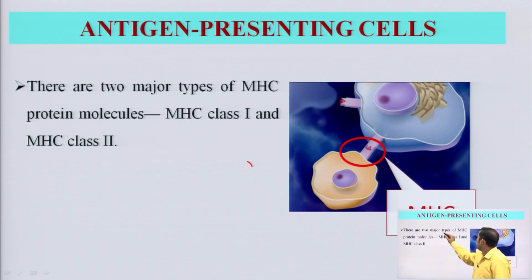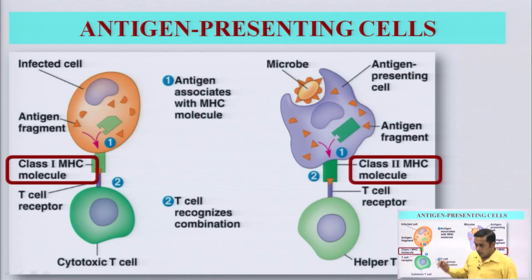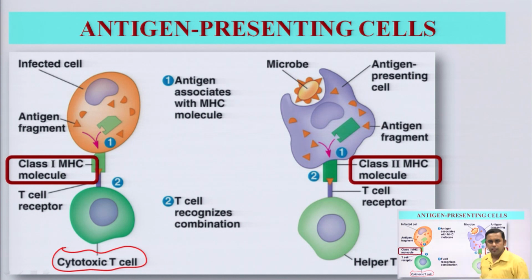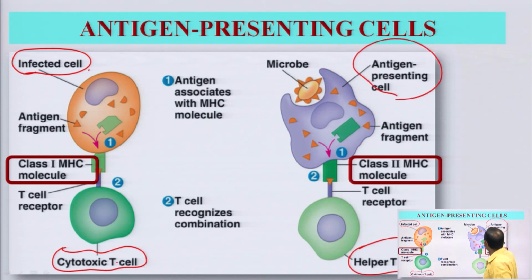Now, coming to the types, you can categorize into two ways: MHC class 1 and MHC class 2. Now, why are there two different classifications? By this picture I will tell you. For example, you have the cytotoxic T cell. Cyto means cell, toxic means it will be toxic. So, the cytotoxic T cell is going to bind to the infected cell. For example, SARS-CoV-2 entered your body and has infected one of your cells. So, the cytotoxic T cell will destroy that infected cell, but the helper T cell goes to the antigen presenting cell, and they are not actually destroying the entire cell. So, here is the difference.